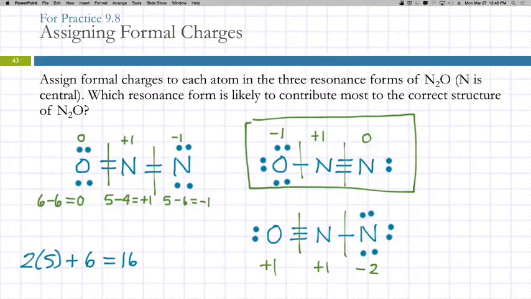The correct structure is some average of all three. Lewis structure doesn't tell us exactly what that's going to be like, but using formal charges, we can say it's most like this one. These others are going to have some effect, but this is going to be the predominant. Any questions?